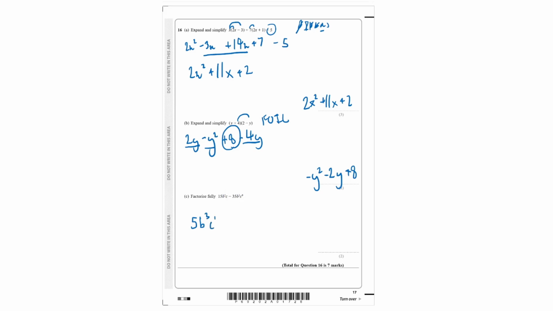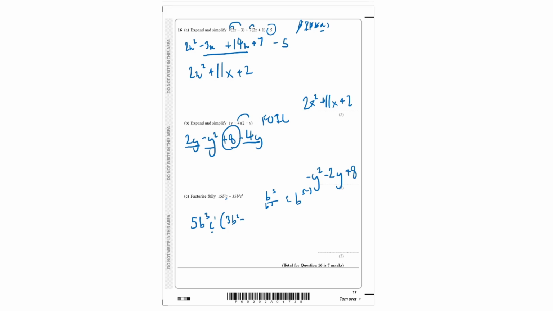Now we can go on and divide this. 15 divided by 5 is 3. B to the power of 5 divided by b to the power of 3 is the same as b to the power of 5 minus 3, so that is equal to b to the power of 2. And since c is already given, c divided by c is 1. 1 stays the same, so we don't write that.